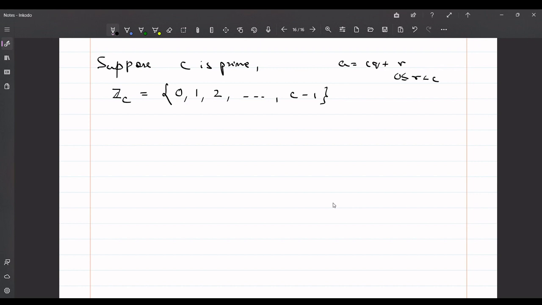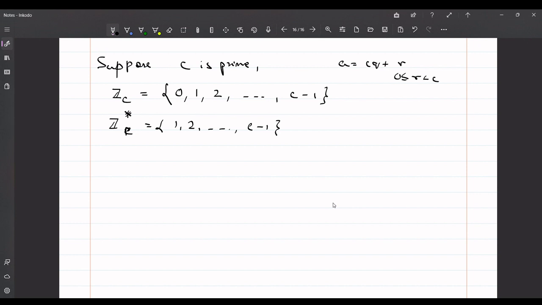And if C is prime, I'm writing it as Z star, then what are the values from Z_C that are taken? Everything except 0. So you have 1, 2 and so on till C minus 1, because every number is coprime to C. We are using C notation here. Now this is a concept which we will be using.